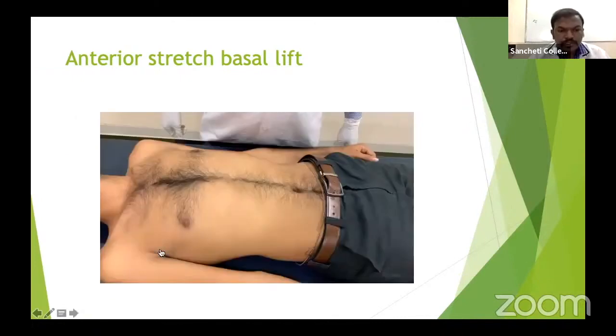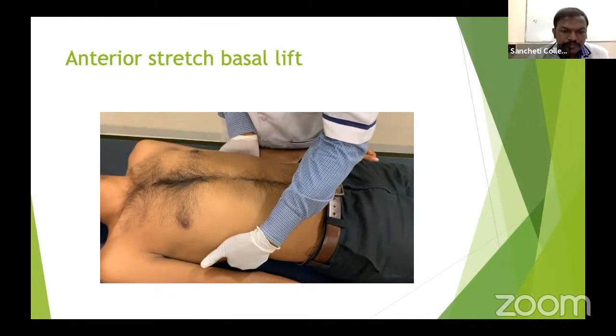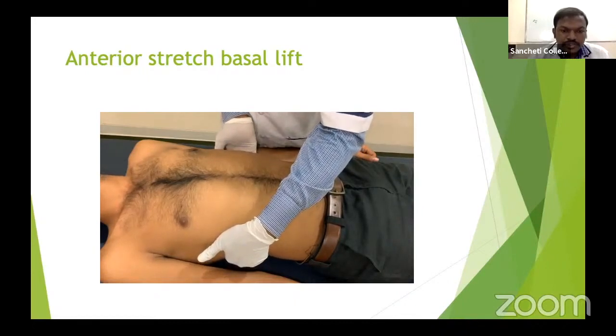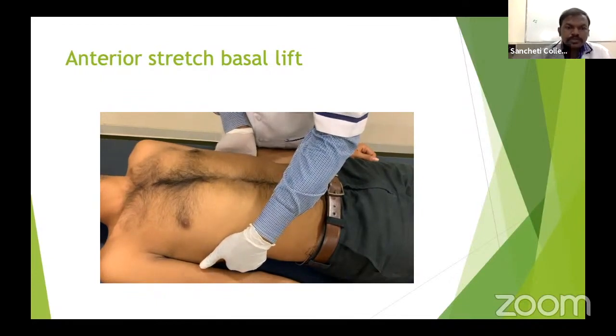Now we are going to see a video of how we can perform this technique. Firstly, we have to put the hand on the posterior ribs. And then here we have given the stretch, that is, we have lifted anteriorly. Here you can see lateral expansion of the ribs and increased epigastric excursion. So that's how we can perform the anterior stretch basal lift technique.